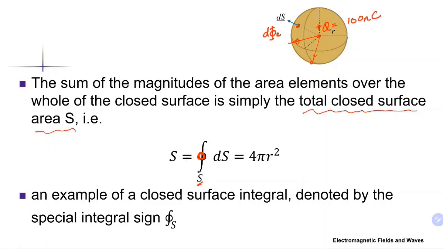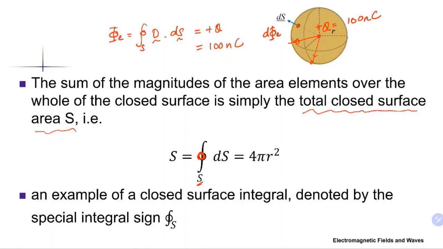So if I do all this, we said that the closed surface integral of D dot dS has to be equal to the charge enclosed inside that sphere. And that has to be equal to 100 nanocoulombs, and that's what Gauss' law tells us.